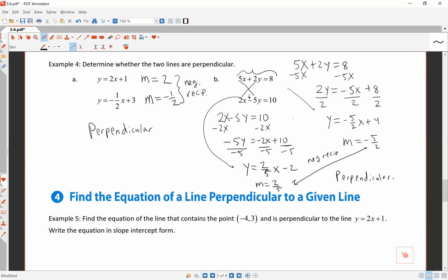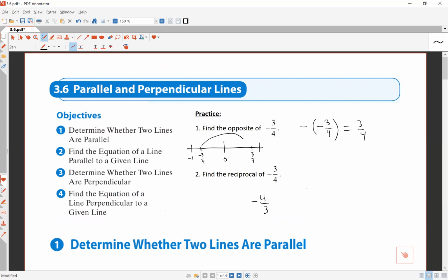This concludes the video for section 3.6, Parallel and Perpendicular Lines. Objective 3, determine whether two lines are perpendicular.